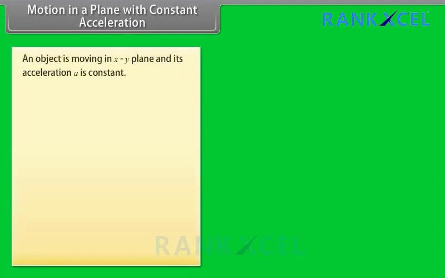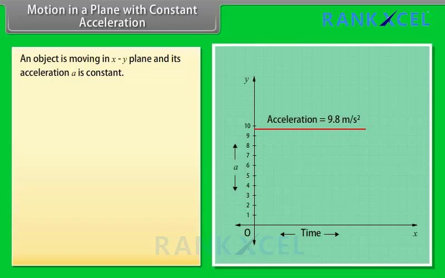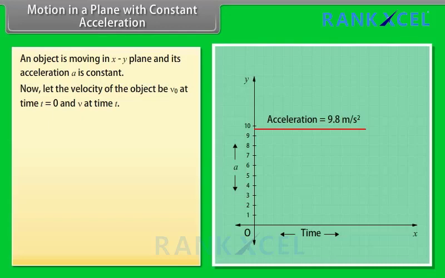Motion in a plane with constant acceleration. Let us take an example to understand. An object is moving in the xy plane and its acceleration a is constant. Now, let the velocity of the object be v naught at time t equal to 0 and v at time t. v is equal to v naught plus at. This is the equation in component form.